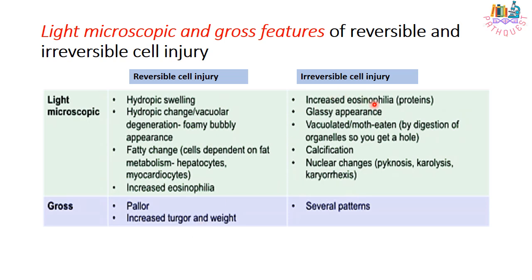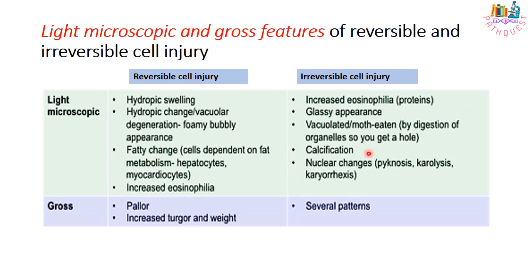In irreversible cell injury, when we see these cells under the light microscope, we will see increased eosinophilia, which is because of protein disintegration and accumulation, which will be more as compared to reversible cell injury, glassy appearance of the cell, vacuolated or moth-eaten type of appearance of the cell, and that is because of digestion of the cell organelles by the lysosomal enzymes, resulting in formation of holes in the cytoplasm.